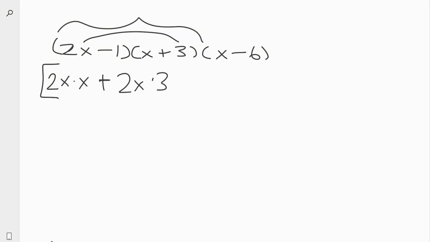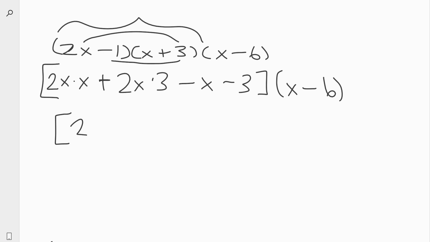And then we're going to multiply the inner, which will just be minus x. And then we're going to multiply the last, which is just -1 times 3, which is just subtracting 3. And then do not forget our x minus 6 here. Don't leave them out. And you're going to simplify what we have in the brackets. So hopefully you know how to do this.